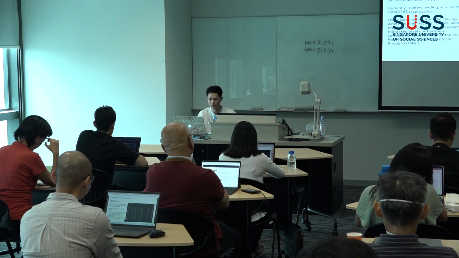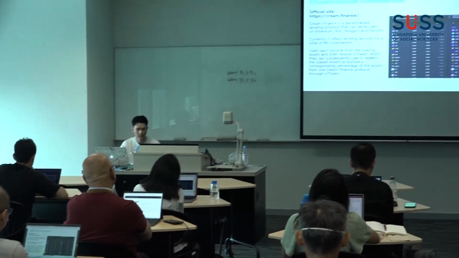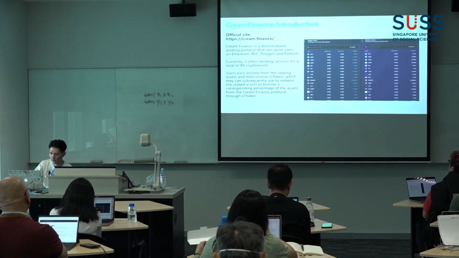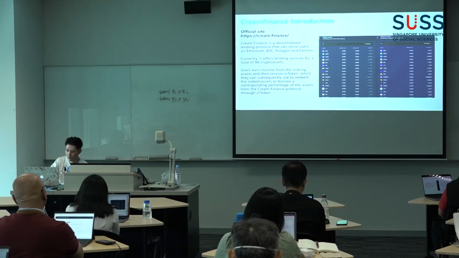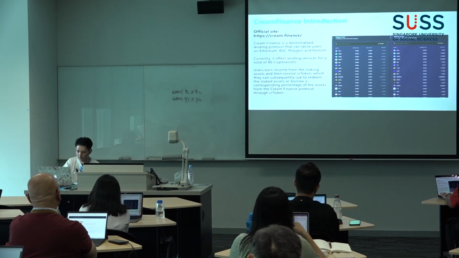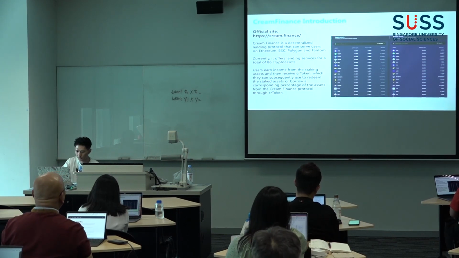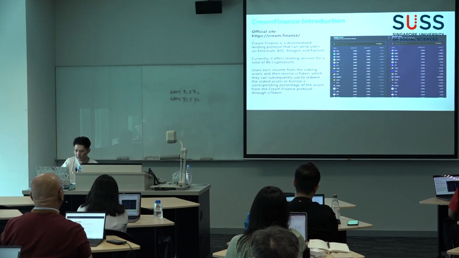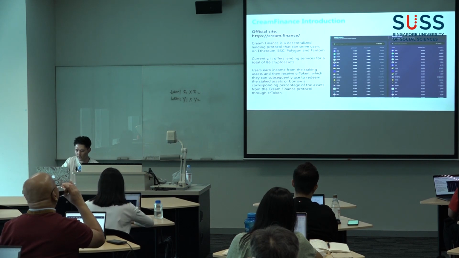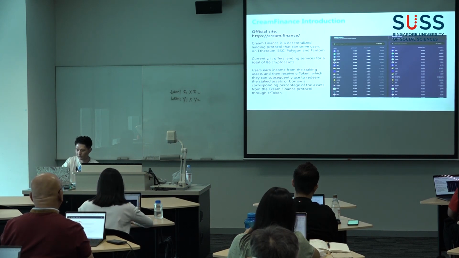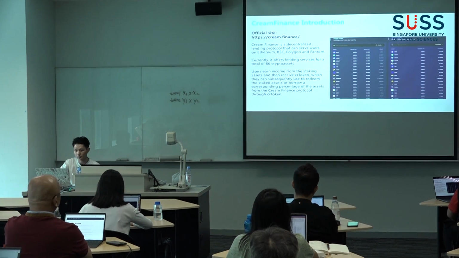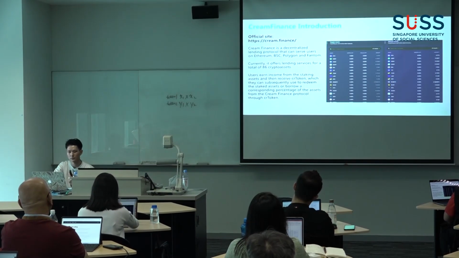So Cream Finance is the victim of flash loan attacks multiple times. It is a decentralized lending protocol that can serve users on Ethereum, BSC, Polygon, and Fantom. Currently, it offers lending service for a total of 86 crypto assets. Users can earn income from staking assets and then receive a CR token, which they can subsequently use to redeem the staked assets or borrow a corresponding percentage of assets from the Cream Finance protocol through the CR token. So basically, it's a lending and staking protocol.